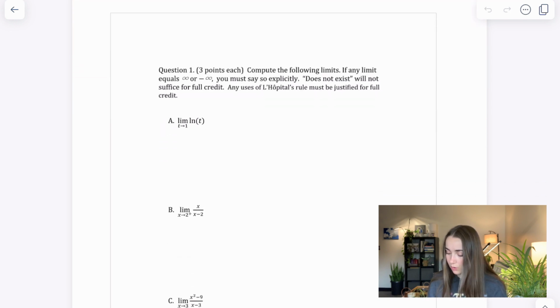Here we have question 1. We want to compute the following limits. If we use L'Hopital's, we must justify why we can use it, aka we have to show indeterminate form. So let's go ahead and start off with A.